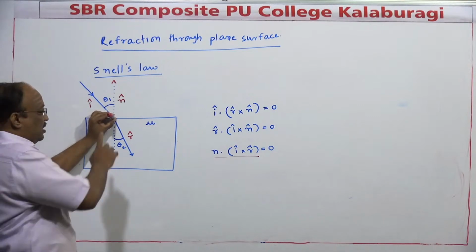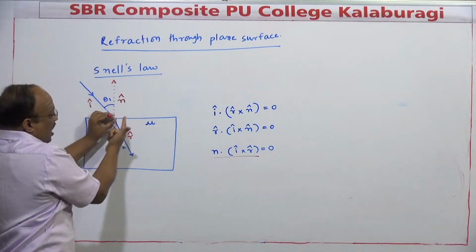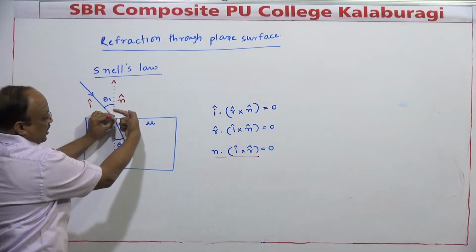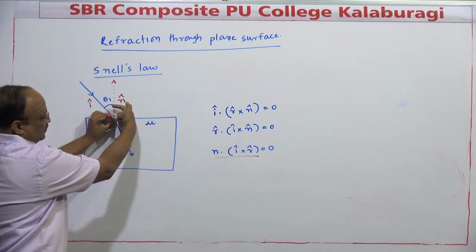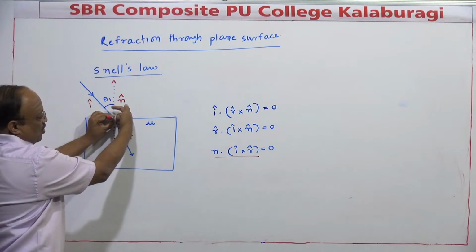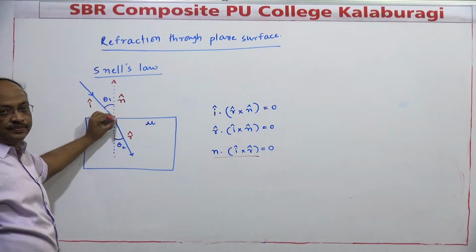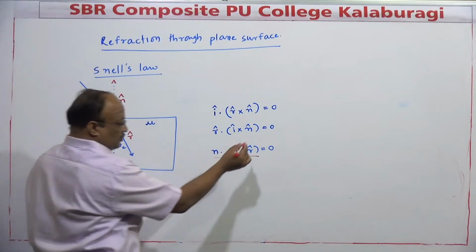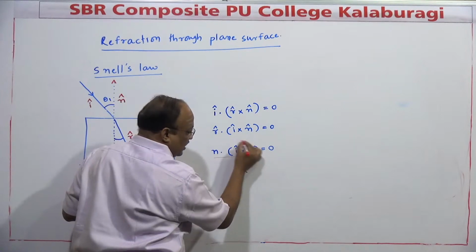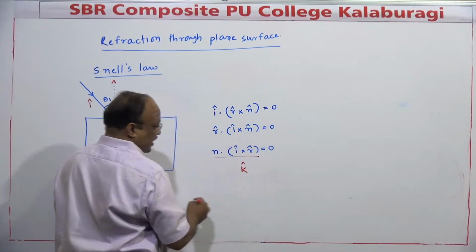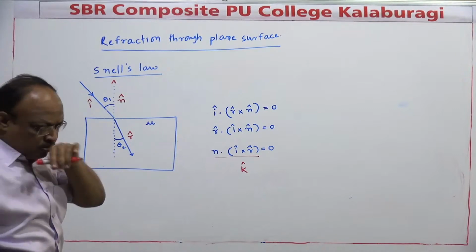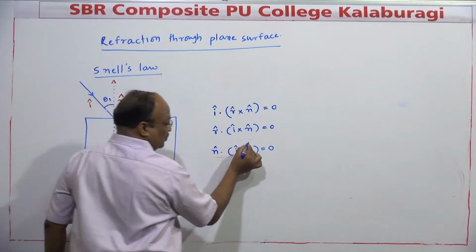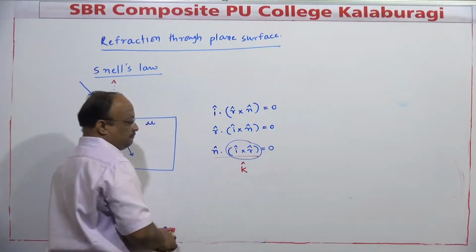N and this normal and the resultant of these two. How are they? They are perpendicular to one another. The dot product of these two: I take these two as some k cap.